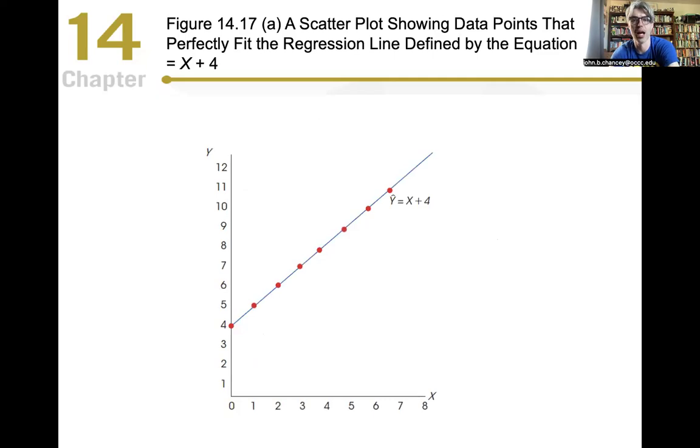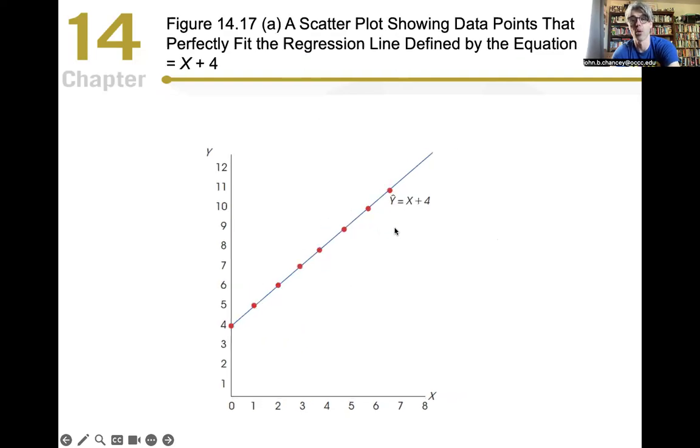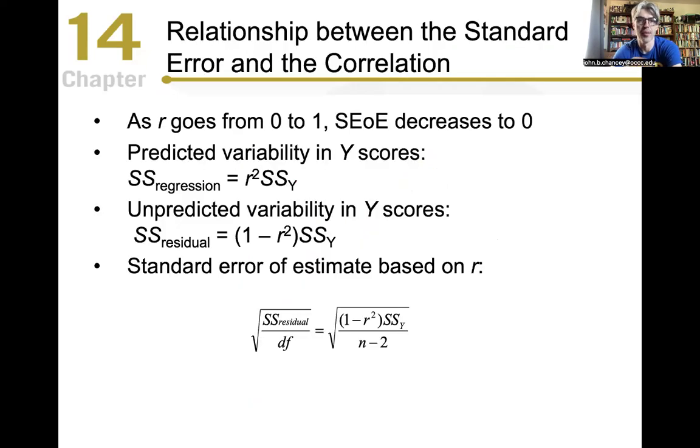So here's a scatter plot again, y prime equals x plus 4. It's our prediction line. Here's another example, with the actual deviation scores for some of these points. It's still the same equation, but our data points are not quite as tight there.